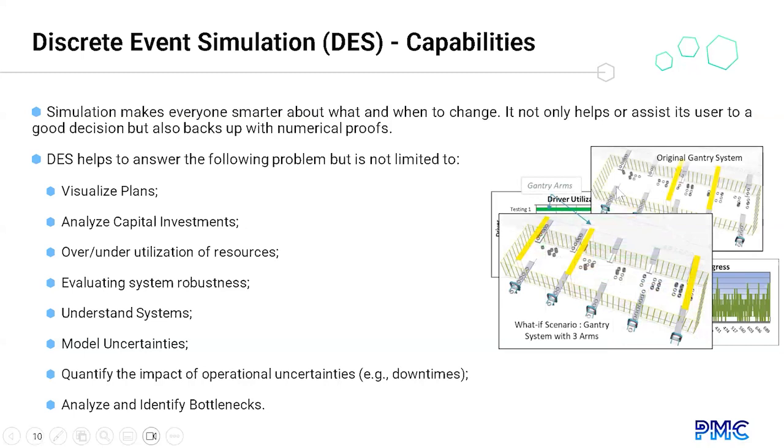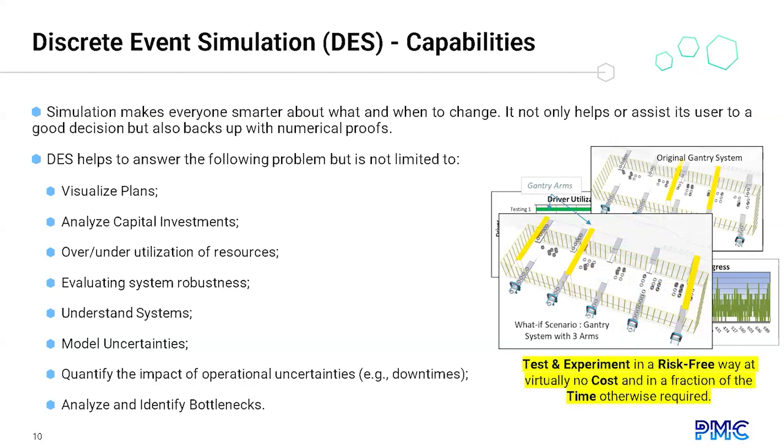Here we have some other images just showing some other different what-if scenarios. What if we add another station? What if we share the activities of these workers? All of this we can do by using discrete event simulation. It means that we can test an experiment in a risk-free way at virtually no cost in a fraction of the time otherwise required.